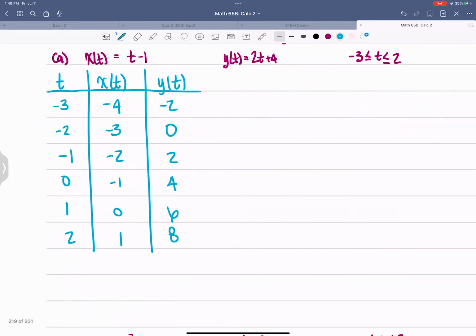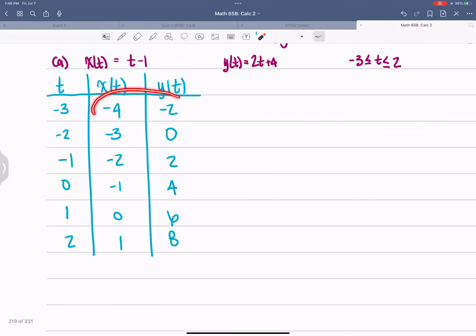And now we can see our coordinates here. This is our coordinate, -4, -2. Over here we have -3, 0. When x is -2, y is 2. And these are going to be the points that we graph.